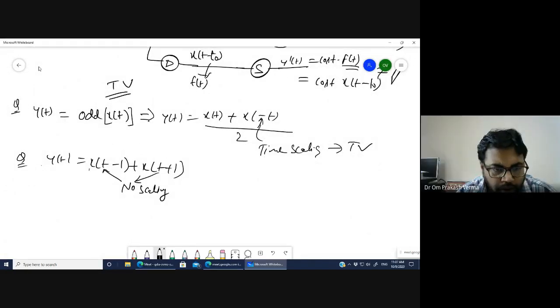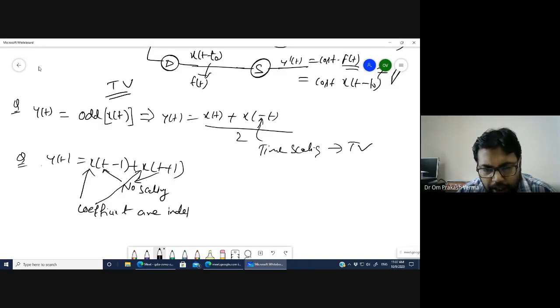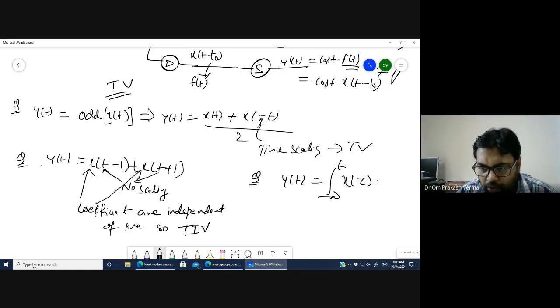No, sir. Here you can say that the coefficients are independent of time. So this is a time invariant system, right? Okay, I'm taking the next problem. y(t) equals integral from minus infinity to t of x(tau) d tau.